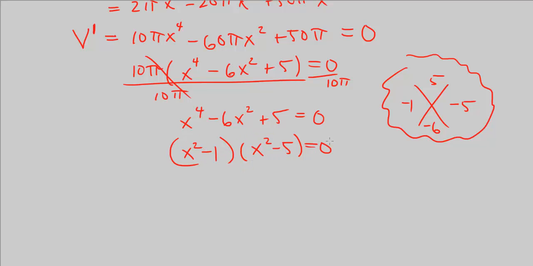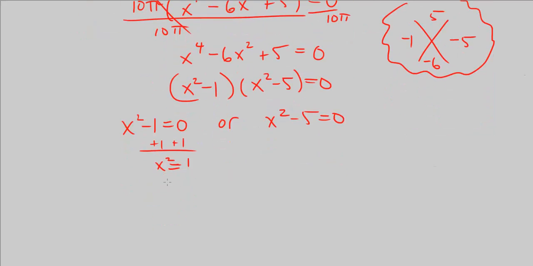Now that we have it equal to 0, we can say x squared minus 1 is equal to 0, or x squared minus 5 equals 0. Now we just solve for x. We get x is equal to plus or minus 1. Let's show the work. Add 1 to both sides. We get x squared is equal to 1. Square root both sides. We get x is equal to plus or minus 1.